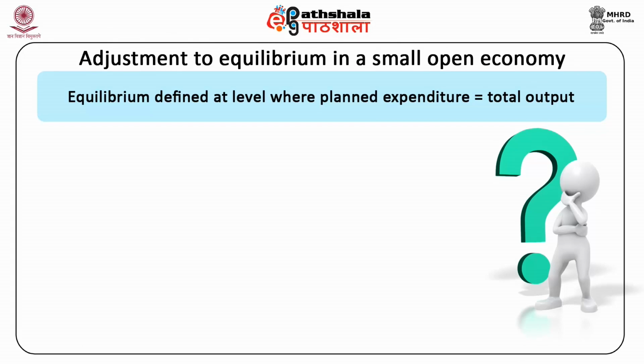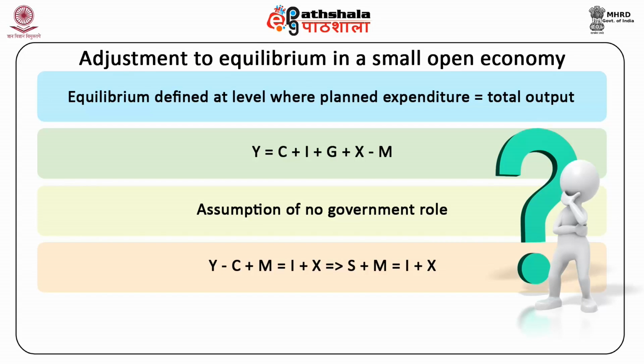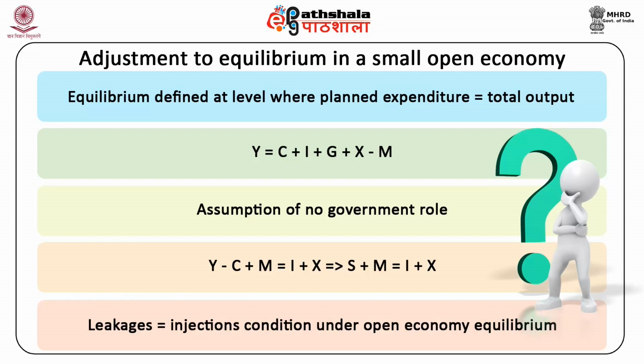Equilibrium is defined at the level where planned expenditure is equal to the total output, where Y is equal to C plus I plus G plus X minus M. Retaining the assumption of no government role, the above equation can be restated as Y minus C plus M is equal to I plus X, that is, S plus M is equal to I plus X. This is the leakages equal to injections condition under open economy equilibrium.